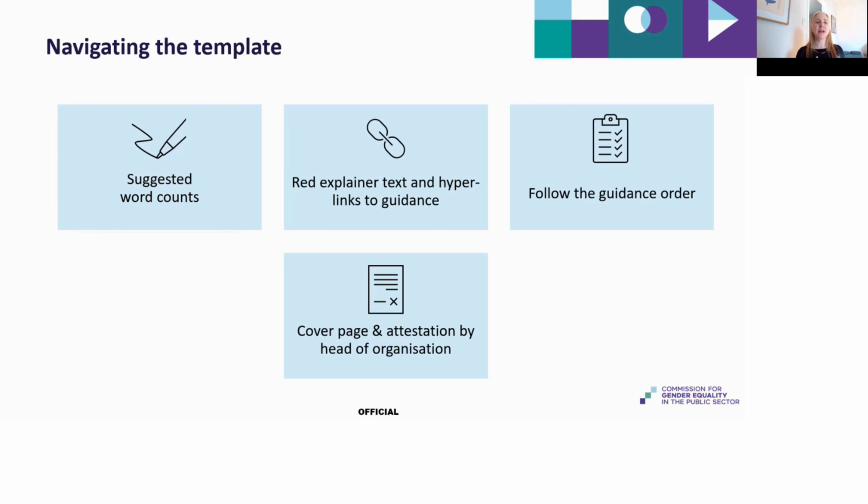Red explainer text and hyperlinks to guidance. For each step, there is red explainer text to tell you exactly what you need to do to complete the section. There are also links to the relevant sections in the guidance. Click through to find further information in the guidance. We also really encourage you to carefully read the guidance. It has everything you need to know, not just to meet compliance, but to drive change. It's important to emphasise that if you just fill in the template alone without reading the guidance, you are at much greater risk of non-compliance.